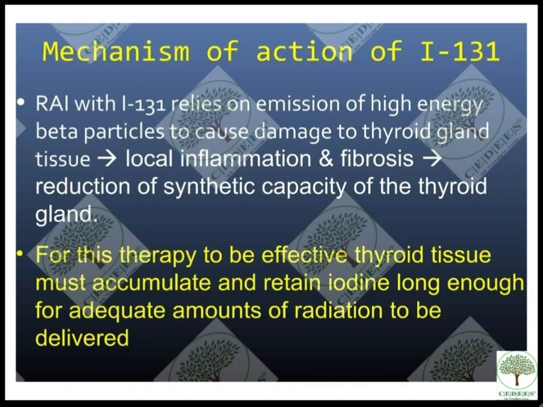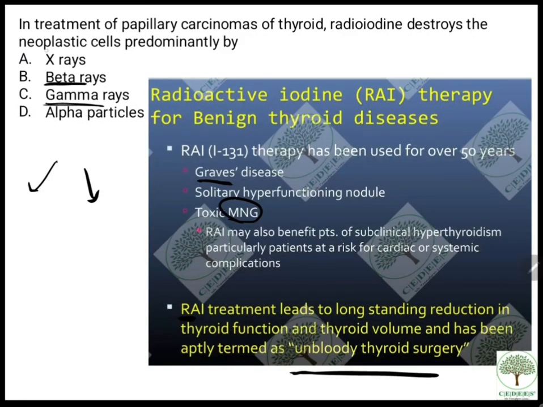So we utilize that same process wherein we attach the radioisotope with the iodine, allow it to enter into the thyroid follicular cells, and once it does that, it will emit these beta particles which will cause inflammation and fibrosis and damage the thyroid cells, and thereby it's going to damage the neoplastic cells. So how does the radioiodine destroy the cells? It's mainly by the beta rays, whereas the gamma rays are used for diagnostic purposes.